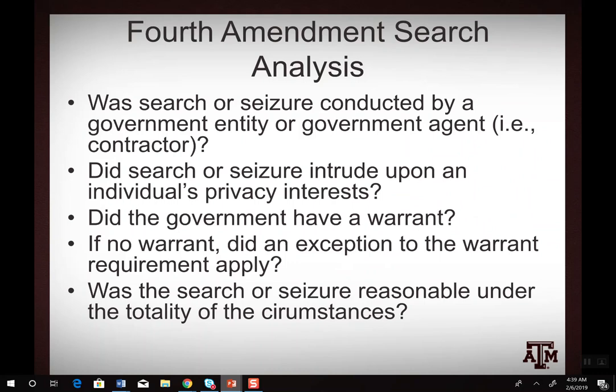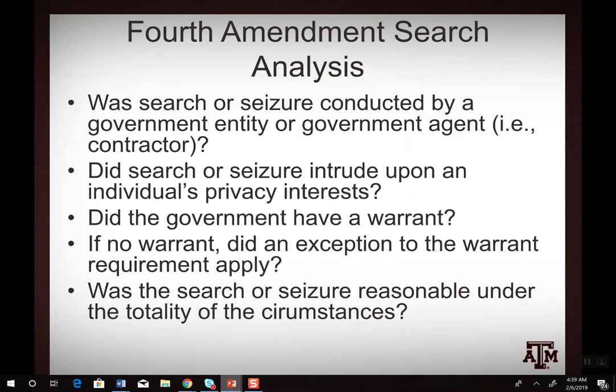So I want to walk through the 4th Amendment analysis, 5 steps. First, the courts will ask, was a search or seizure conducted by a government entity or government agent? The government can't say, hey, I'm going to get out of this by hiring some people as contractors, they're not the government per se, they're just working for the government. No. The court knows that. If it's by a private party, analysis over. The 4th Amendment only protects from the government. Second, did the search or seizure intrude upon an individual's privacy interest? Did you have that expectation of privacy? Third, did the government have a warrant?